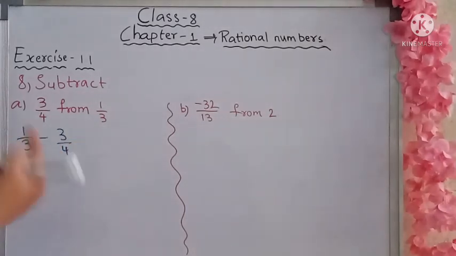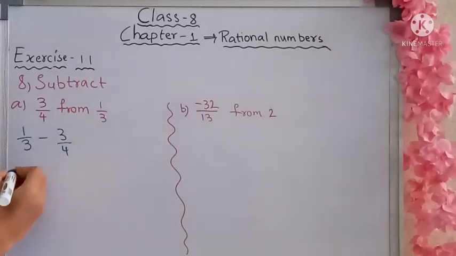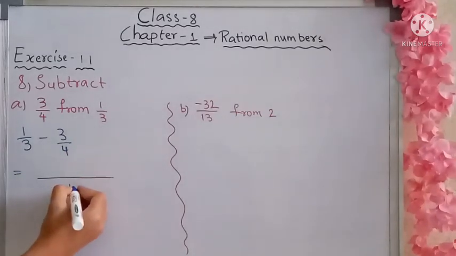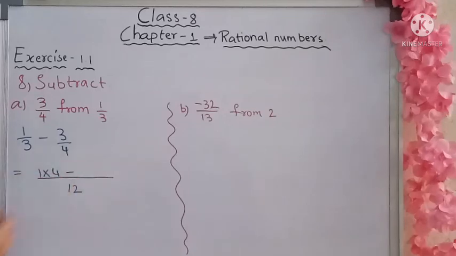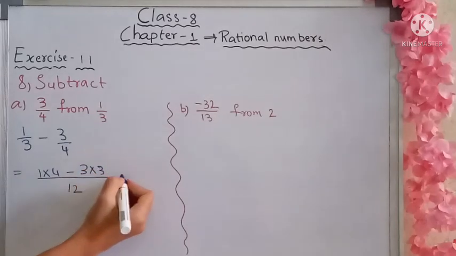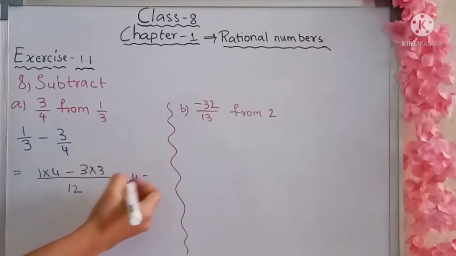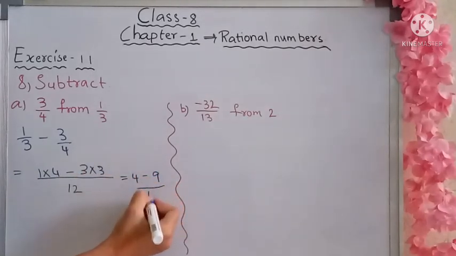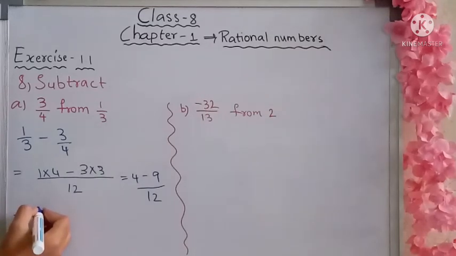Okay. So now to subtract, we have to make the LCMs equal. The LCM of 3 and 4, which is equals to 12. So let's make the LCMs 12. Now 1 into 4 minus 3 into 3. Now 4 ones are 4 minus 3 into 3, 9 upon 12. Now 4 minus 9, which is equals to minus 5. So the answer becomes minus 5 upon 12.